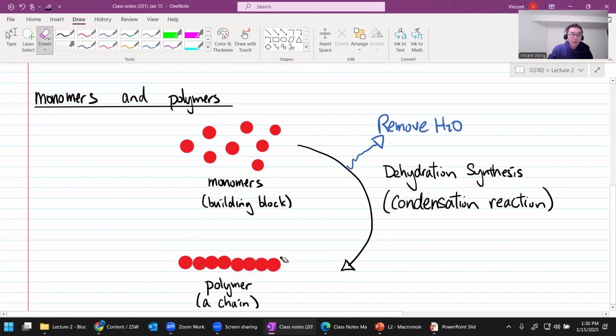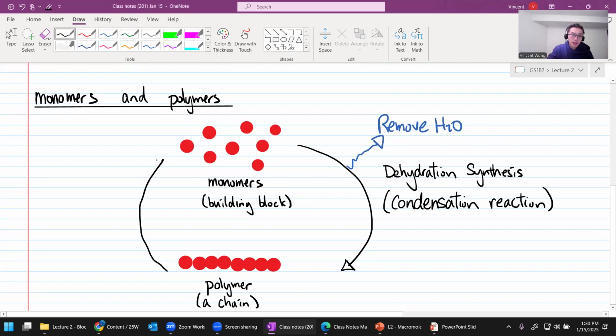Now, when we remove the water. Sorry, yeah, why do we remove water? Okay, we'll talk about the why after the break. Keep that in mind. It will make more sense when I show you the actual molecule. But as a general rule, anytime you want to connect these building blocks together, anytime you want to form a bond, you need to remove a water molecule.